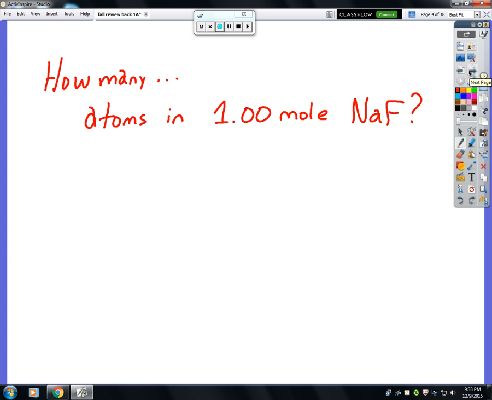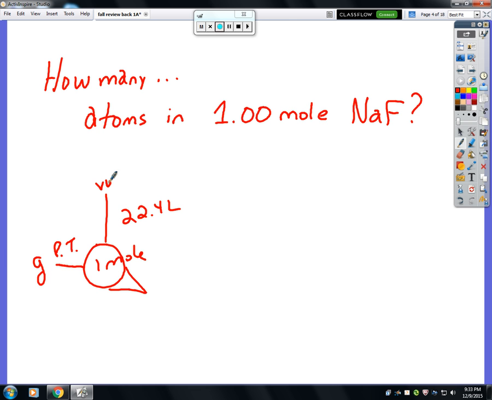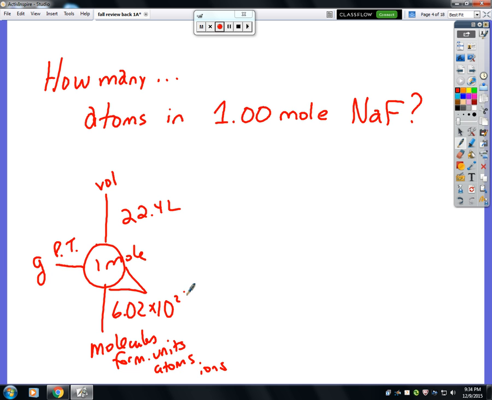All right, let's move to moles. All right, so you draw your mole map. I've got moles here, 1 mole in my mole hole. I've got grams in the periodic table, 22.4 liters, volume. This is things like molecules, formula units, atoms and ions.